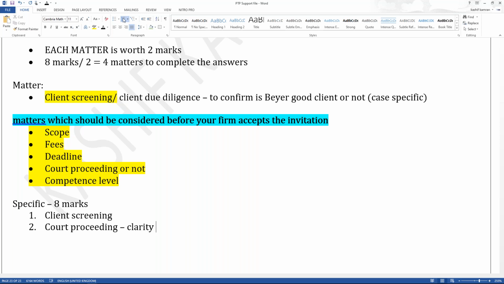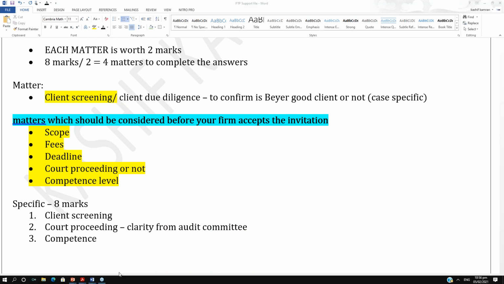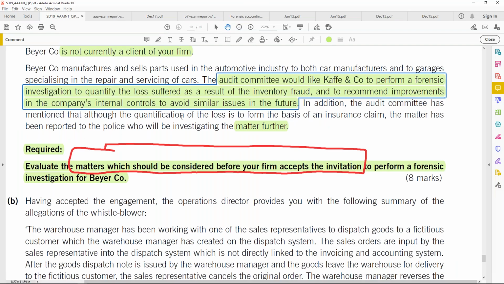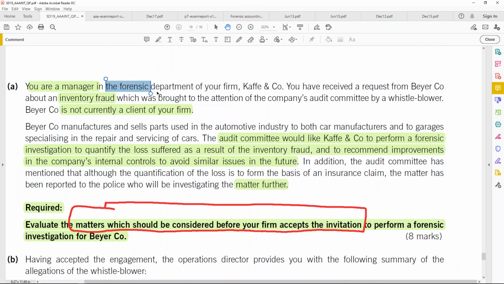I'll keep the court proceeding, clarity from the audit committee on whether I should be going or not, whether there will be a court proceeding or not, etc. I think another thing which needs clarity from the management, which I can keep in my list, is competence. I can connect competence with the case study. See, it's written over here. You are a manager in the forensic department of Cafe and Company. So does that mean my audit firm has a separate forensic accounting department? And does that mean we have the desired competence as an audit firm to perform a forensic investigation service? So can I link my competence with a forensic department of your firm, everyone?